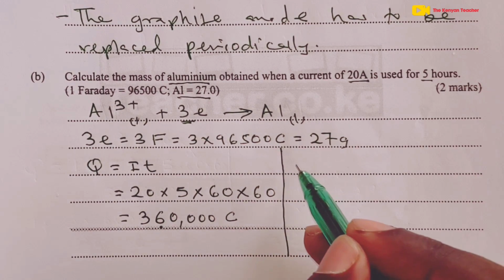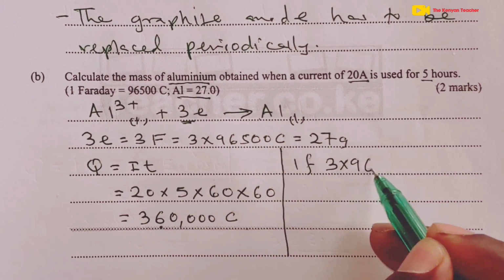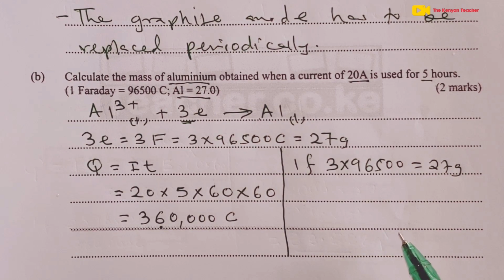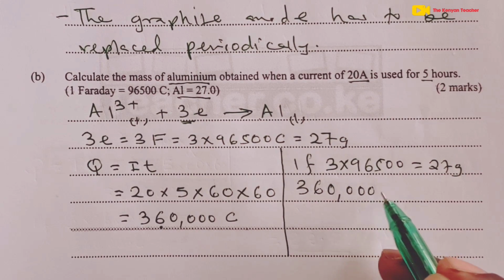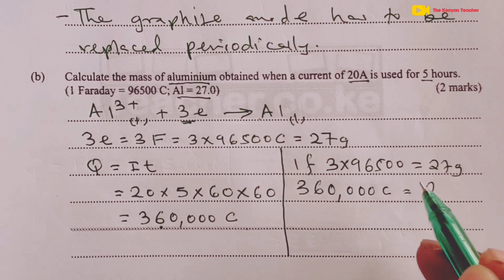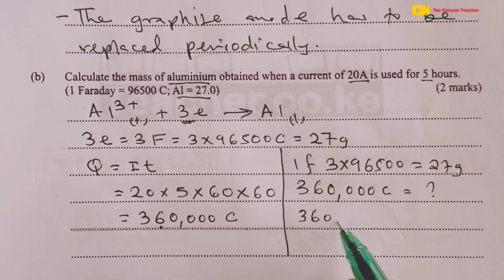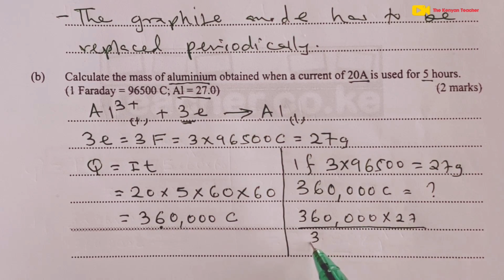So how do we do so? We simply ask ourselves that if 3 Faradays are able to deposit 27 grams of aluminium, how about the amount of electricity that we passed through our electrolyte? How much are we going to deposit? So through cross multiplication, we get 360,000 multiplied by 27, and then we divide by 3 multiplied by 96,500.